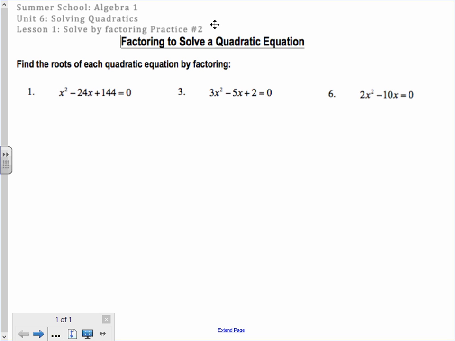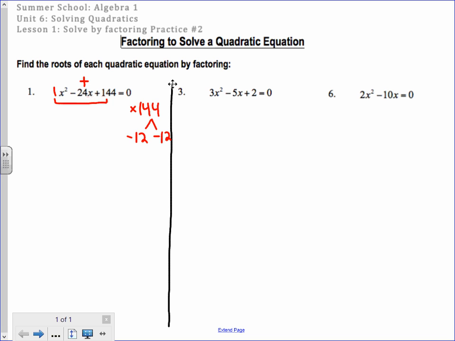I have x squared minus 24x plus 144. This is a trinomial, and the way that we factor trinomials is by the method of split the middle. Remember that there's a 1 in front of this x squared, so I'm going to multiply the 1 and the 144. That gives me 144, and that means I need to find two numbers that multiply to 144 and add to negative 24. Those numbers are going to be negative 12 and negative 12.